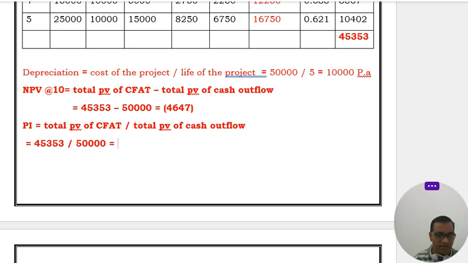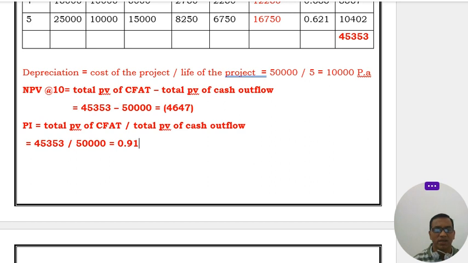45,353 divided by 50,000, that equals 0.90. Sorry, yes, 0.90. We can round up to 0.91. So it is less than 1. The PI value: if NPV is positive, PI will be more than 1. If NPV is negative, PI will be less than 1. Simple common sense. Instead of minus, we are doing division here. If NPV is positive, PI will be more than 1. If NPV is negative, PI will be less than 1.